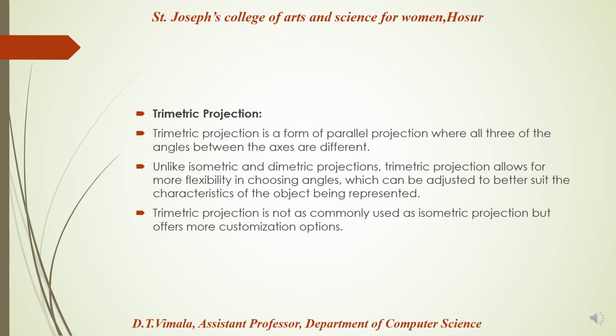Trimetric projection is a form of parallel projection where all three of the angles between the axes are different. Unlike isometric and diametric projection, trimetric projection allows for more flexibility in choosing angles, which can be adjusted to better suit the characteristics of the object being represented. Trimetric projection is not as commonly used as isometric projection, but offers more customization options.